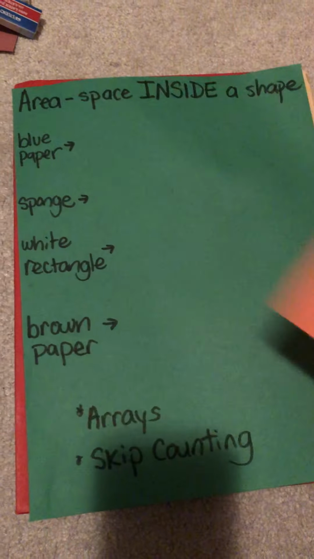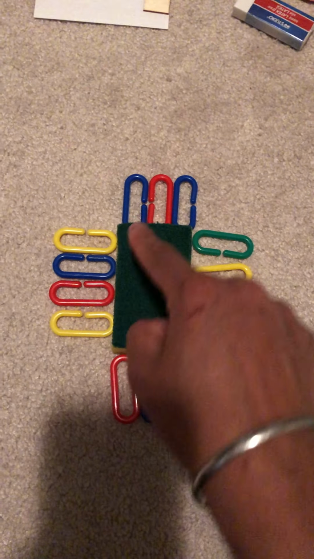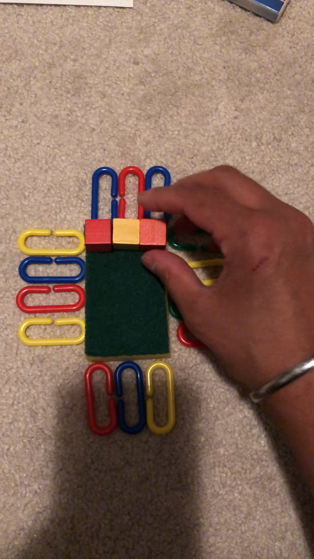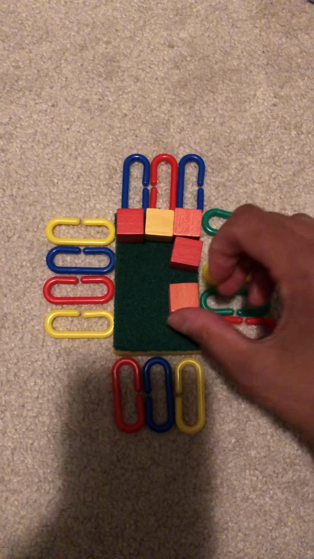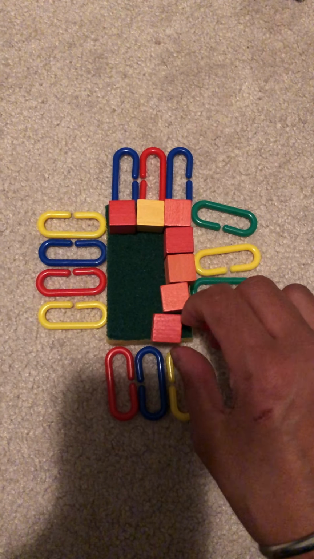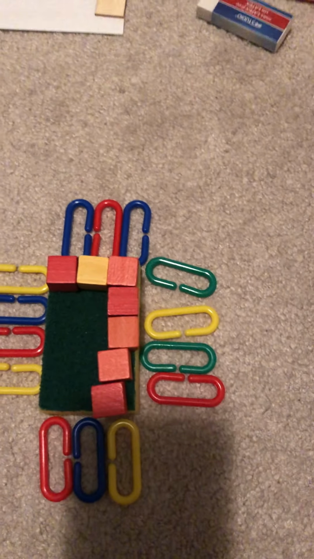Now, if we calculate the area of the sponge, which is the space inside of this rectangle, let's see what we get. 1, 2, 3. Sorry, I'm just going to try to arrange this nicely, kind of. So I'm arranging my blocks inside the rectangle.